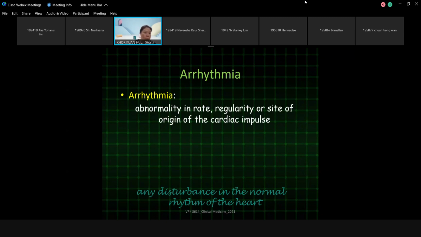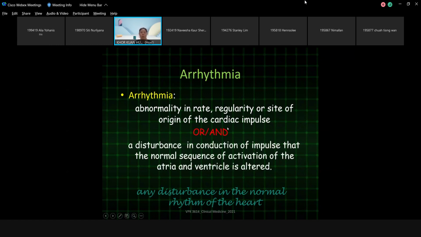So when we look at arrhythmia, what it means is that there's an abnormality in the rate. So tachycardia is also arrhythmia, bradycardia is also arrhythmia, abnormality in rate, regularity or site of the origin of the cardiac impulse, and/or a disturbance in conduction of the impulse, so that the normal sequence of activation of the atria and ventricles is altered. Okay, one is the rate, how regular they are.